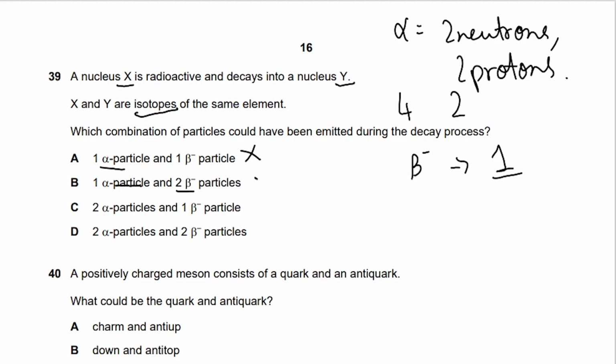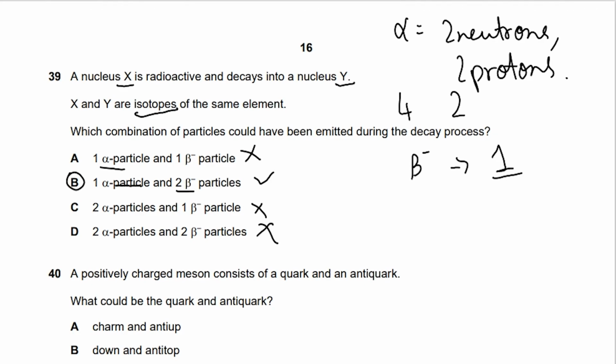Let's check other options. 2 alpha particles and 1 beta particle. No, 4 protons will be lost and only 1 will be gained, so there will be a difference of 3. In option D, 2 alpha particles and 2 beta particles. So 2 alpha particles means 4 protons lost and 2 beta particles means 2 protons gained. So there will be a difference of 2. Only option B is the correct one.